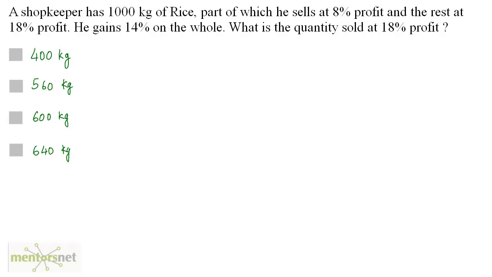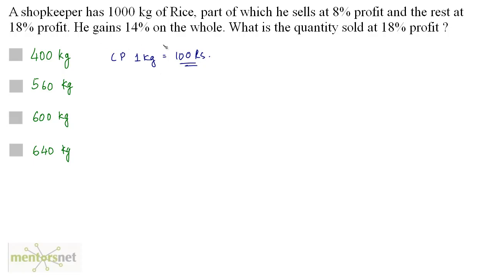A shopkeeper has 1000 kgs of rice, part of which he sells at 8% profit and the rest at 18% profit. He gains 14% on the whole. What is the quantity sold at 18% profit? Now firstly, we will assume that the cost price of 1 kg of rice is equal to 100 rupees. Although it is very costly, we are just assuming, so no harm in that. So we have assumed the cost price as 100 rupees per kg of this rice.